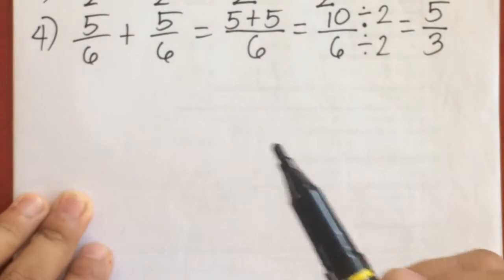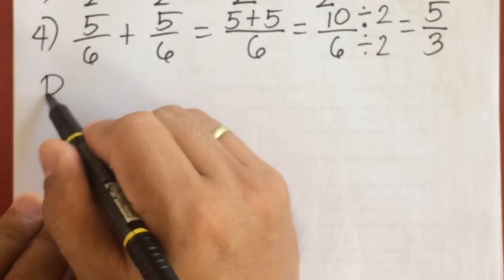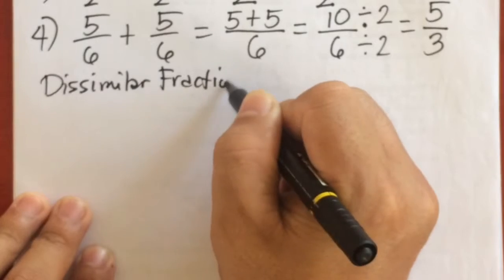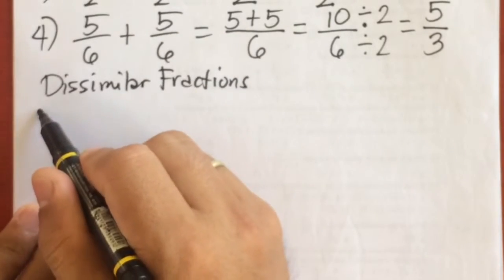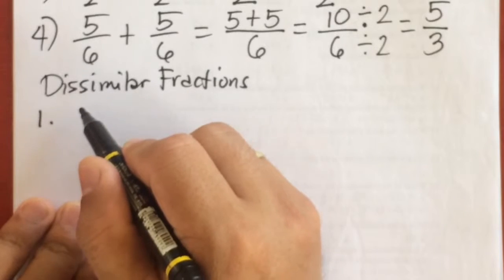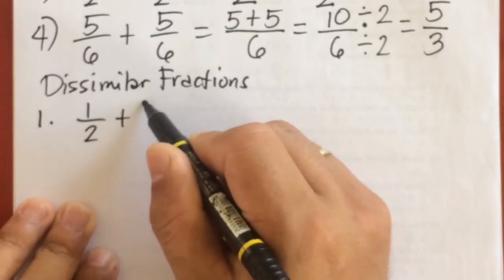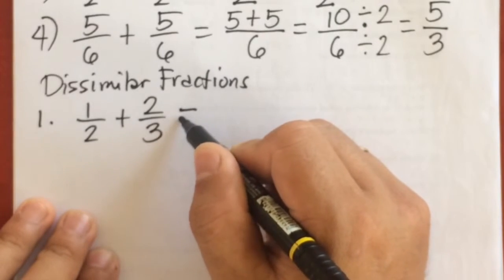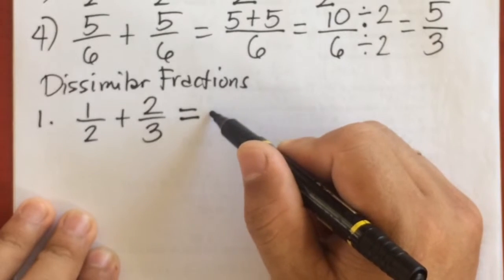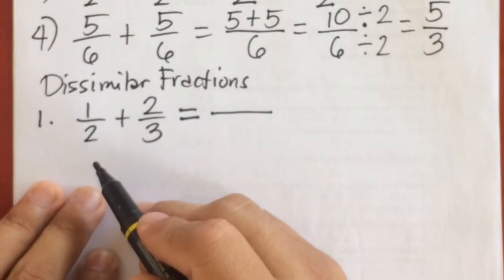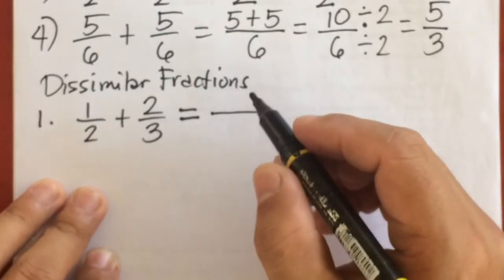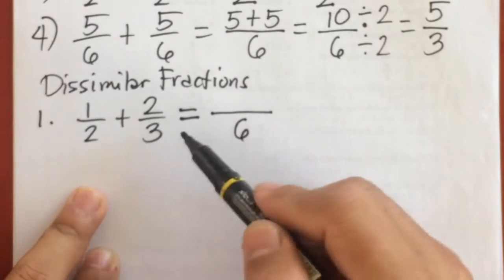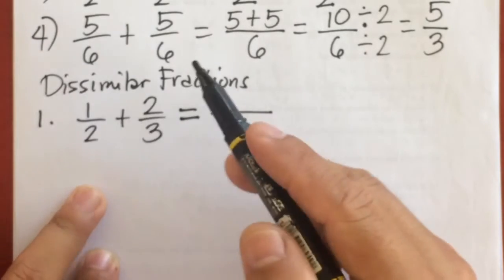Now let's have addition of dissimilar fractions. So first example, 1/2 plus 2/3. So the rule here is we're going to find the LCD. So the LCD, the number that can be divided by both 2 and 3, is 6. Then after having the LCD, divide this one to the denominators, then multiply to the numerator.